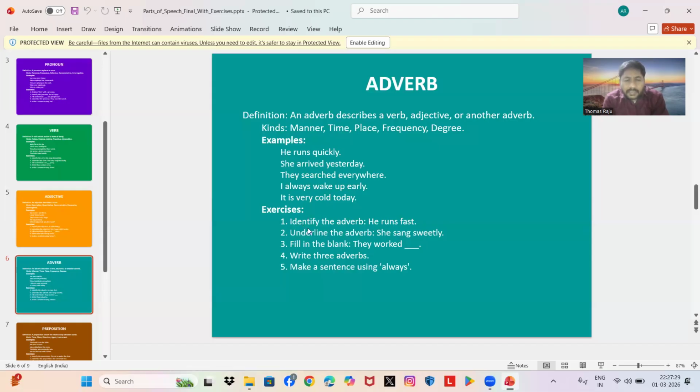Now let us see some examples here, exercises. So you can do the exercises later. And if you have any doubt regarding these exercises, you can comment.